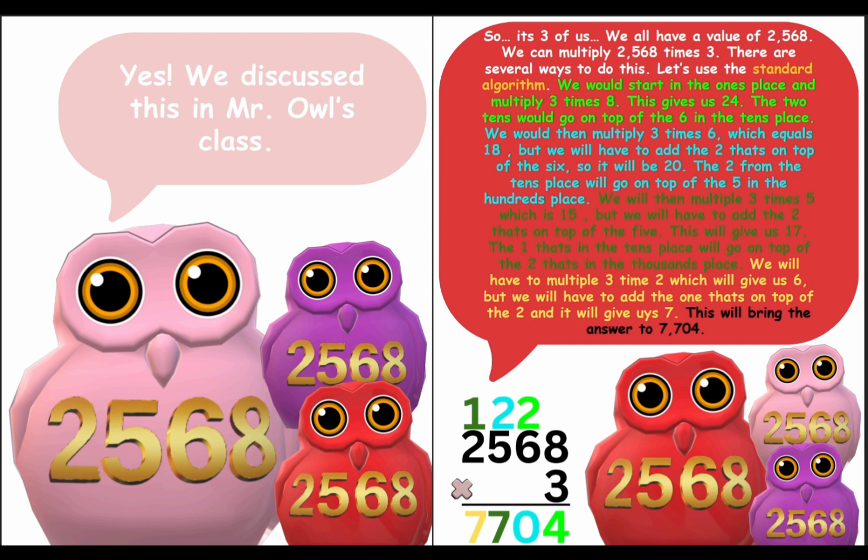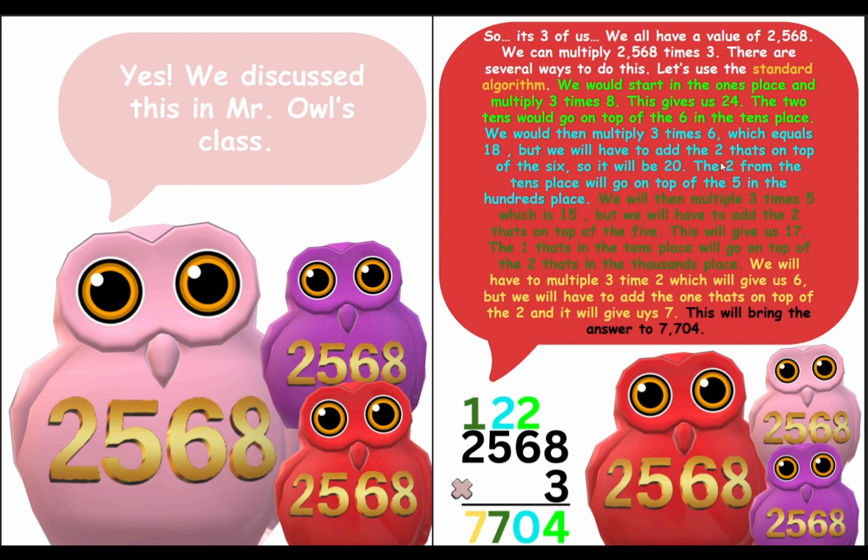Let's use the standard algorithm. We should start in the ones place and multiply 3 times 8. This gives us 24. The 2 tens would go on top of the 6 in the tens place. We would then multiply 3 times 6, which equals 18. But we have a 2 that's on top of the 6, so it will be 20 because 18 plus 2 is 20.